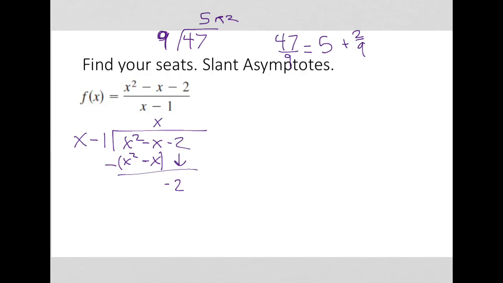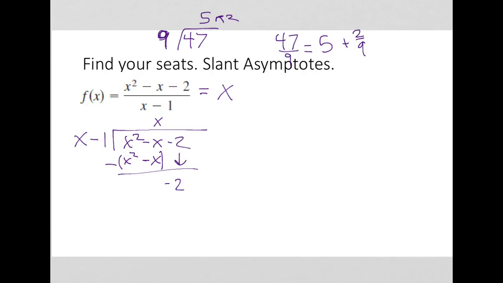Well, we're going to do the same thing here. We're going to say that this is equivalent to x, which is my quotient, plus my remainder, which in this case is minus 2, divided by my divisor, x minus 1. Now this is telling me that if I were to look at really, really big values of x, if you think about this fraction, negative 2 over x minus 1, well, with huge values of x, huge positive or huge negative values, that fraction is essentially equivalent to 0. So, for really big values, our function will approach y equals x.